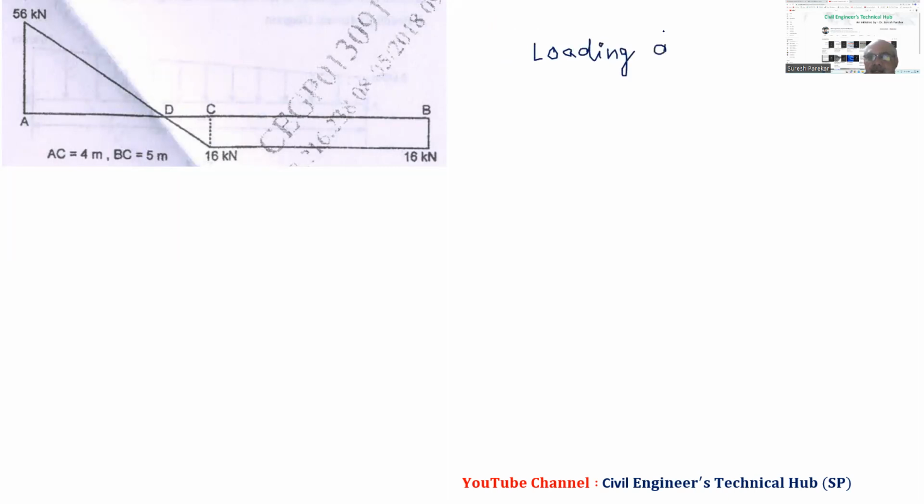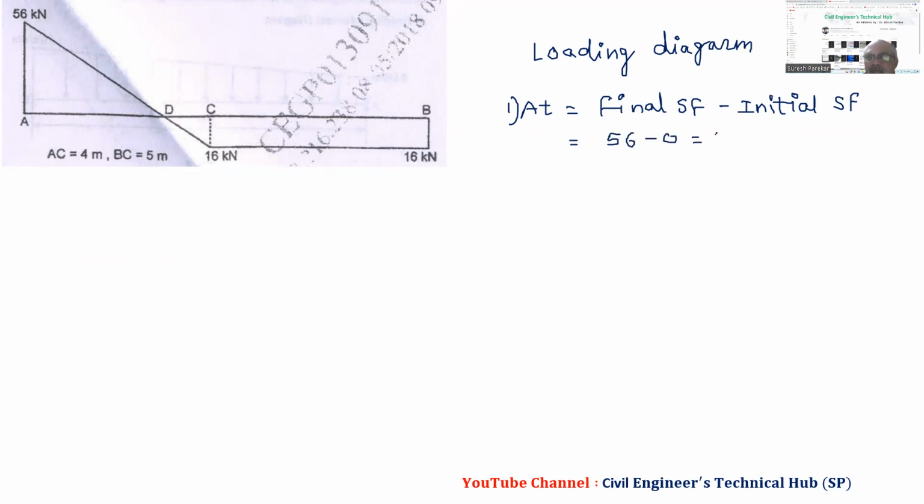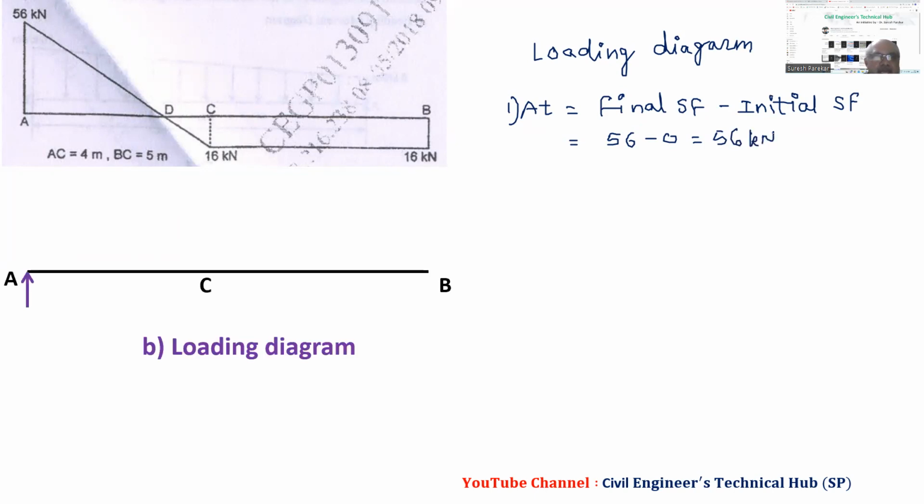Loading diagram. So first at A: final shear force minus initial shear force. Now we have final shear force 56 minus initially 0, so we have 56 kilonewton. So we will plot this. We have an upward reaction of 56 kilonewton. So this is at A.